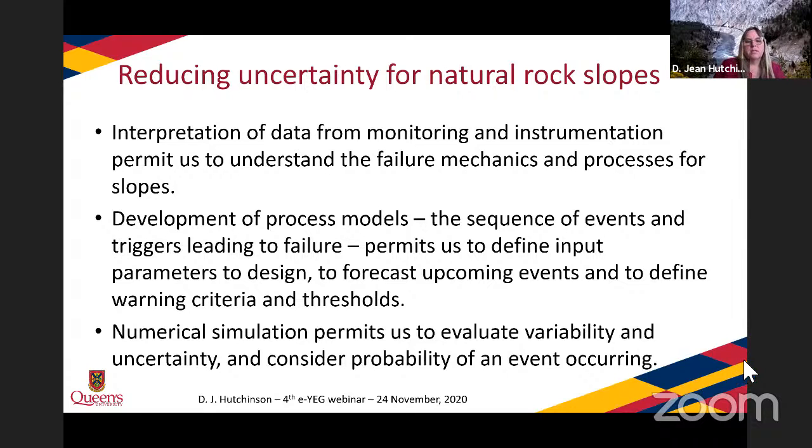How do we reduce uncertainty for these? We are trying to interpret data from monitoring and instrumentation so that we can understand failure mechanics and processes. We want to develop process models that give us an idea as to the sequence of events and triggers that lead to failure. And this permits us to define input parameters into design, to forecast upcoming events, and to define warning criteria and thresholds. We then use these to think about numerical simulation, which permits us to evaluate the variability and uncertainty of a project and to consider the probability of an event occurring.